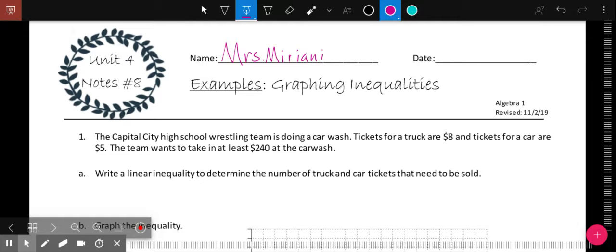Alrighty, so now we're going to be looking at a few examples for graphing inequalities. Looking at number one, this is our application problem that we've been working with. It says the Capital City High School wrestling team is doing a car wash. Tickets for a truck are $8 and tickets for a car are $5. The team wants to take in at least $240 at the car wash. Write a linear inequality to determine the number of truck and car tickets that need to be sold.